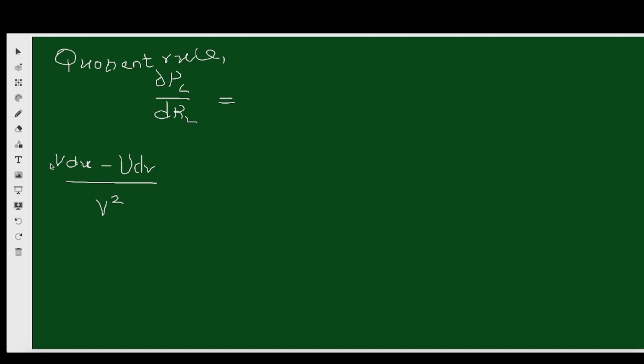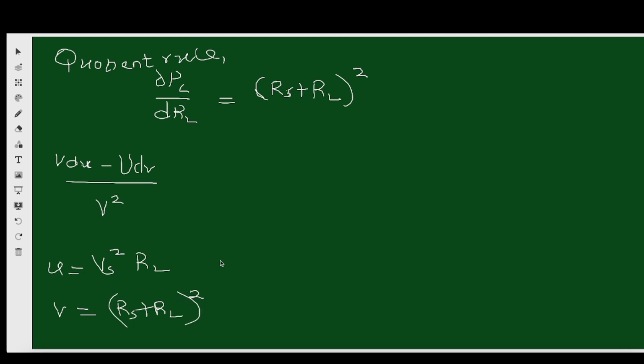So if you do that, v is our denominator, u is the numerator, and if you calculate that, we should have Rs plus RL squared, because that's our denominator, which is v. Then we differentiate the numerator. The numerator is Vs squared RL, this is u, and the denominator is Rs plus RL squared. So which means that du will be equal to what?